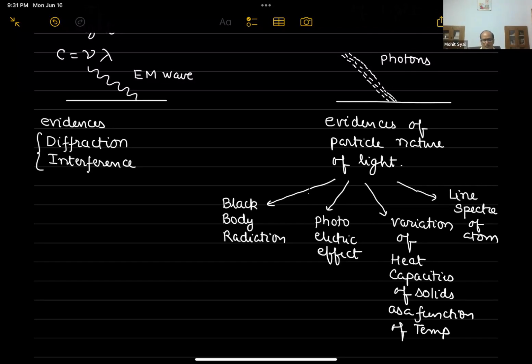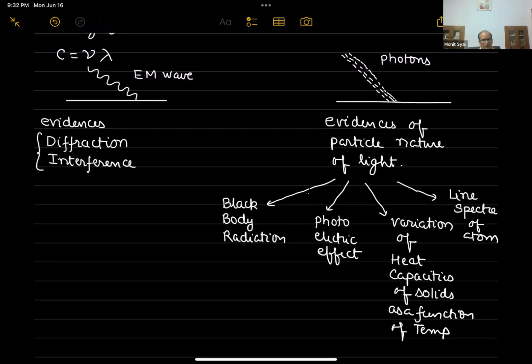So black body radiation, photoelectric effect, variation of heat capacities of solids at higher temperature. Normally we take the heat capacity as constant, okay, and the line spectrum of an atom. These are basically the evidences of the particle nature of light, or the photon theory of light. Is it clear?